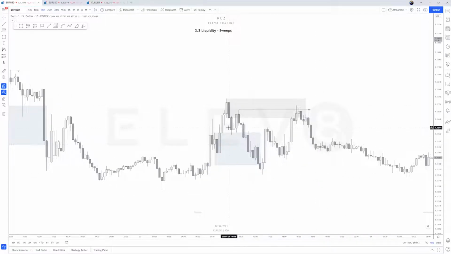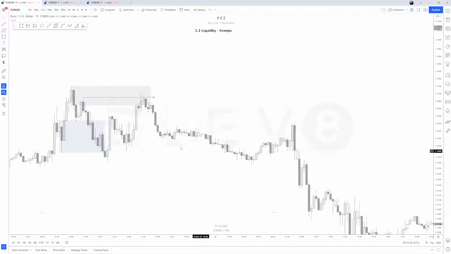So this is our flip model here. We tap in, pull back, flip, but there's no sweep in this leg before demand fails, so we come back and sweep.